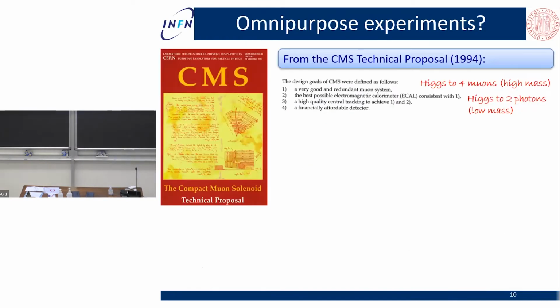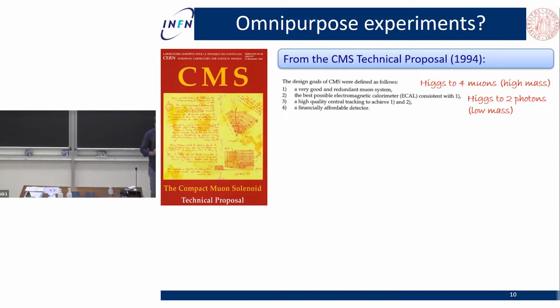Now, coming back to what I mentioned before, we are talking about the so-called omni-purpose experiments at the LHC. I mentioned CMS; ATLAS is very similar. They were conceived in the early 90s. You can read the letter of intent or the technical proposal. The technical proposal is from 94, so they started writing it in 92 or so. That's 30 years old, right?